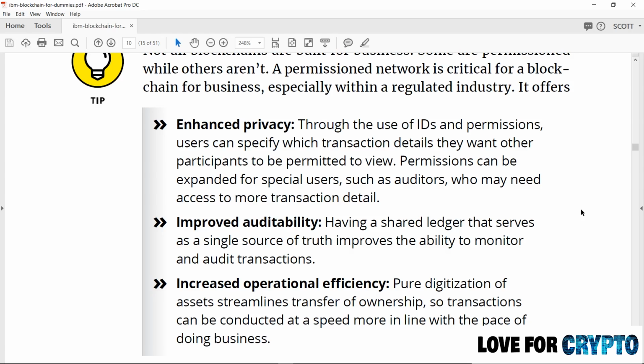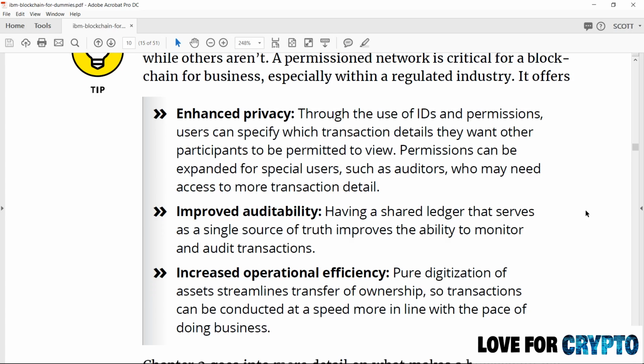Enhanced privacy. Through the use of IDs and permissions, users can specify which transaction details they want other participants to be permitted to view. Permissions can be expanded for special users such as auditors, who may need access to more transaction details than other people. So you control the permissions on the privacy and permission network.